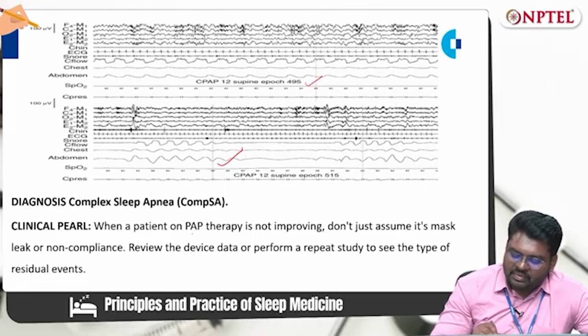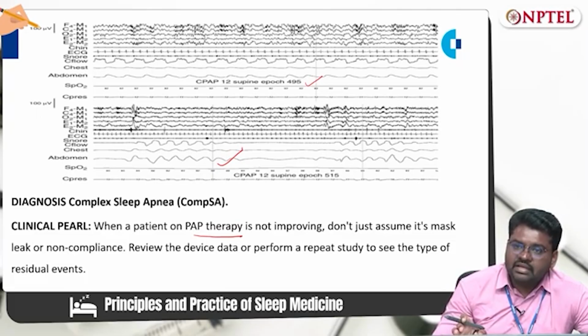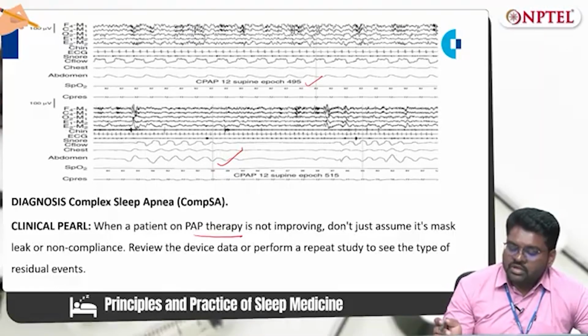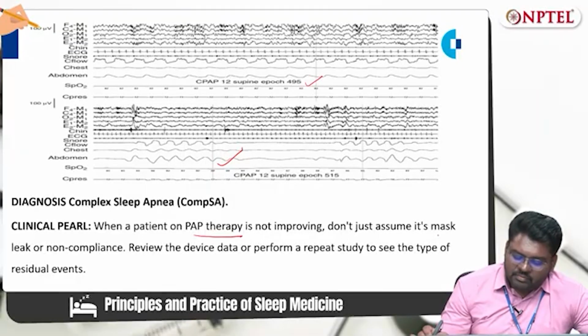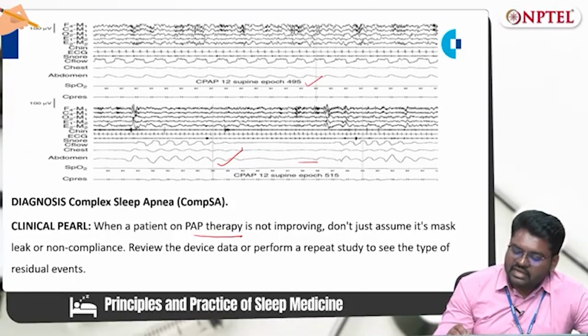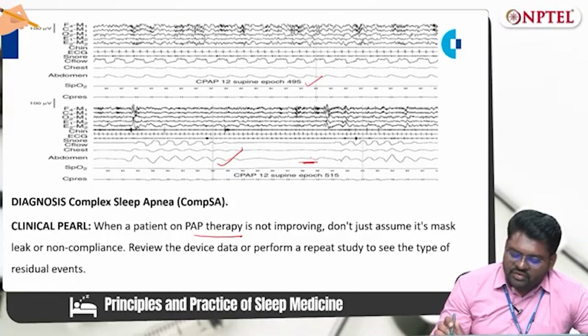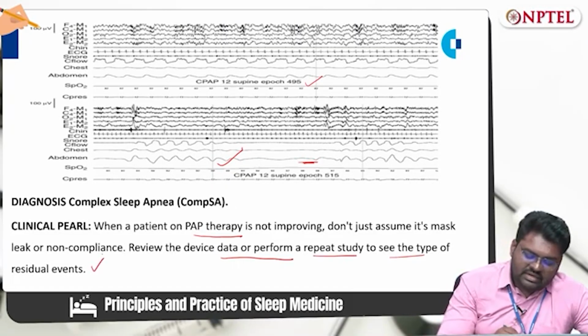So when PAP therapy is initiated, we should not just stop with the PAP therapy. Don't assume that everything is over. We should look for a titration study, and look periodically at how the patient is performing and how the quality of sleep has improved. Here the PAP therapy improved the obstruction, but it shows the central apneas. So review the device data and perform a repeat study to see the type of residual events.